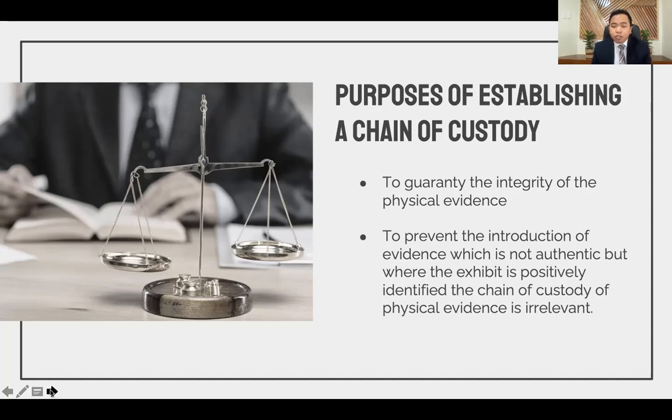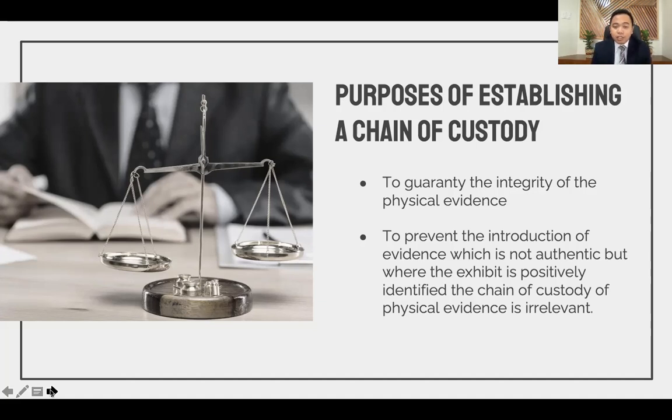So the chain of custody is to guarantee, to ensure the integrity of the physical evidence. This is to ensure that there is no intercalation of the evidence. This is also to prevent the introduction of evidence which is not authentic. An evidence which is not authentic refers to an evidence which has been substituted or intercalated. This is prohibited. As a matter of fact, under RA 9165, planting of evidence is punishable by death.